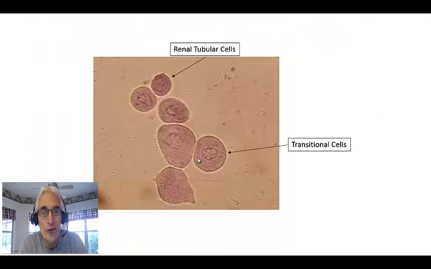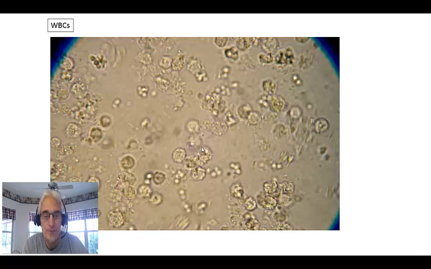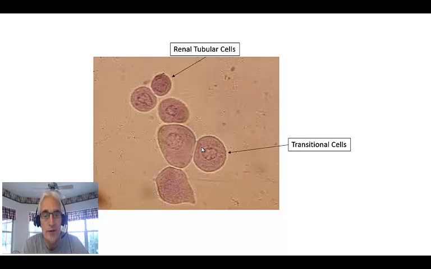Now, there's some other cells that you will see occasionally in the urine. The renal tubular cells are cells that line the collecting system, and the ureter. And they are about twice the size of a white cell. And then you have the transitional cells. These are pear-shaped cells that line the bladder. They're twice the size of the renal tubular cells and about half the size of an epithelial cell. Renal tubular cells and transitional cells. Again, you'll occasionally see these in the normal urine. 1 or 2 of those, not a big deal.